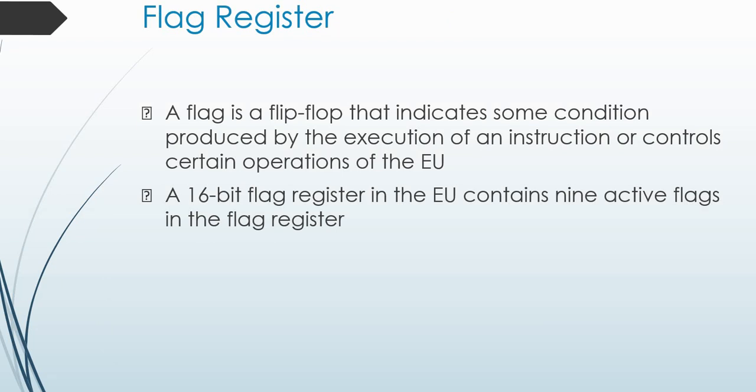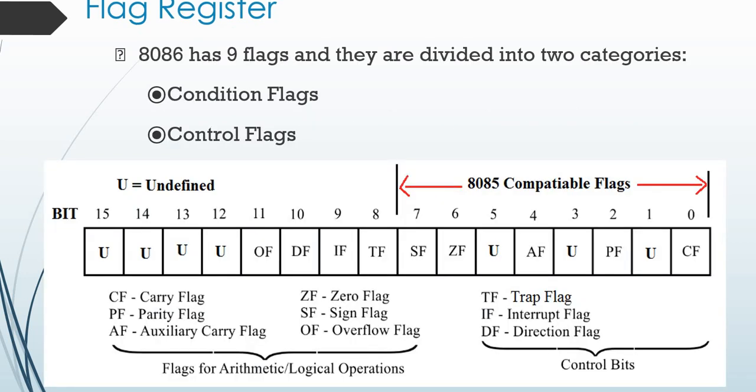And what is a flag? Actually, it's a flip flop. It indicates some condition to control a microprocessor. So this is the 16-bit flag register, which has been classified into two. One is called the conditional flag, and one is called the control flag. The conditional flag means that if the condition occurs, then this flag is set to 1.